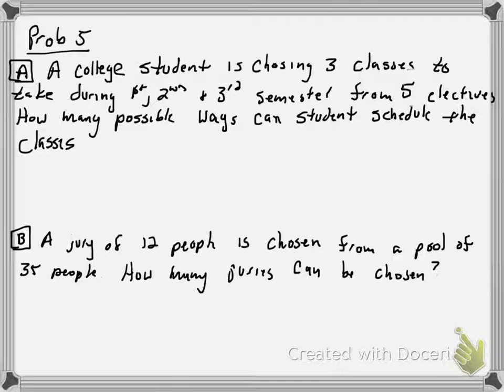Problem 5 is talking about which one to choose between permutations and combinations. And again, it comes down to, does order matter? A college student is choosing 3 classes to take during first, second, and third semester from 5 electives. How many possible ways can students schedule these classes? Well, when we're talking about the different semesters, first, second, and third, they're signifying that order matters, because it's different to take a class first semester, second semester, or third semester. So we're going to use a permutation here, and it's going to be 5P3, and 5P3 is going to give me 60 possible ways.